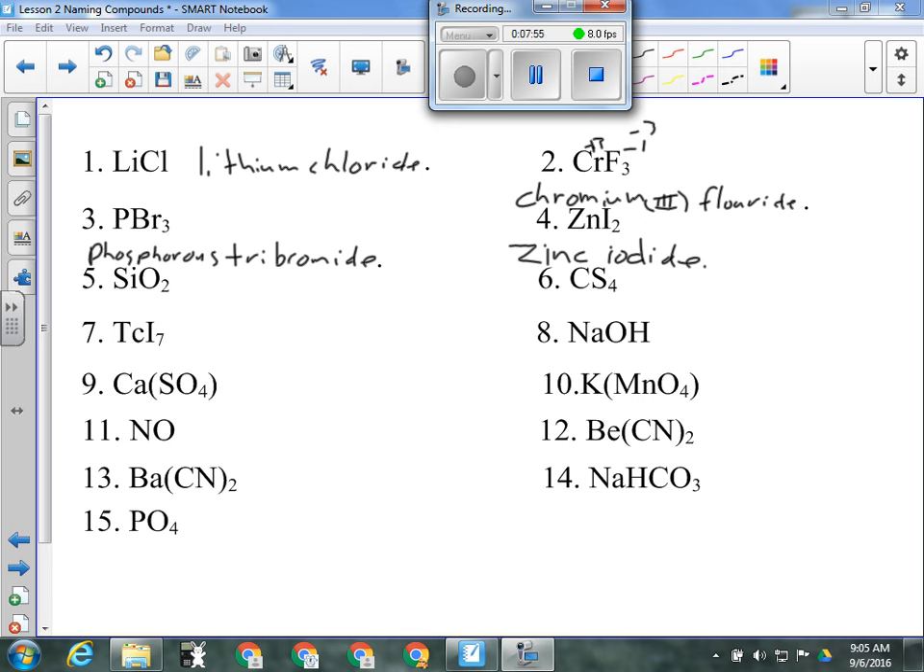So number 5, ionic or molecular, Janae? Molecular, okay, and what are we going to call it? Okay, silicon dioxide. How many people are remembering not to use capital letters? Good. Okay, number 6, I've got carbon and sulfur. How about Max does this one for us? Excellent. Carbon tetrasulfide.